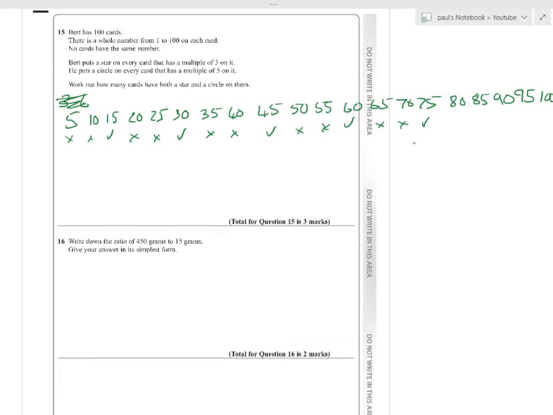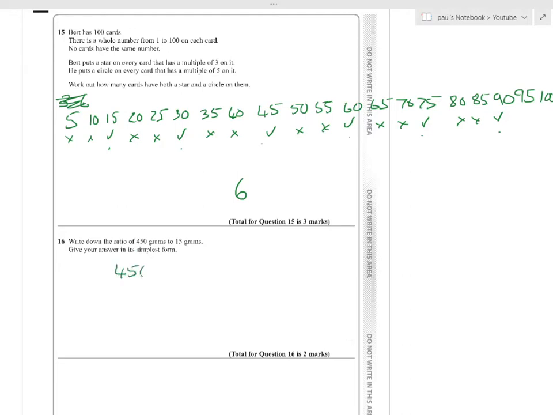80 divided by 3. No. 85 divided by 3. No. Well, 90 divided by 3, I think that's going to be alright. So no, no, yes. 95 divided by 3. No, I doubt it. And 100 divided by 3, no. So work out how many. So 1, 2, 3, 4, 5, 6. 6 numbers.